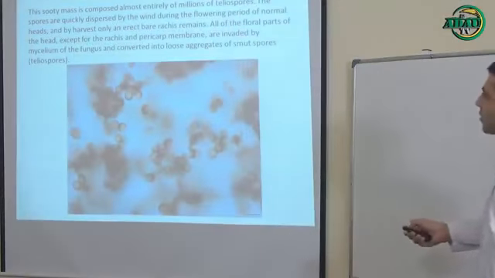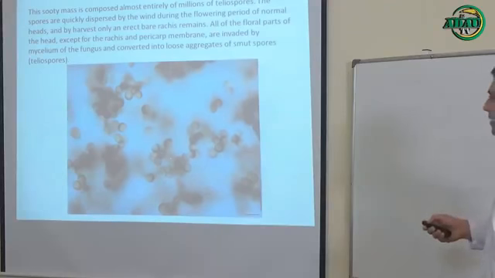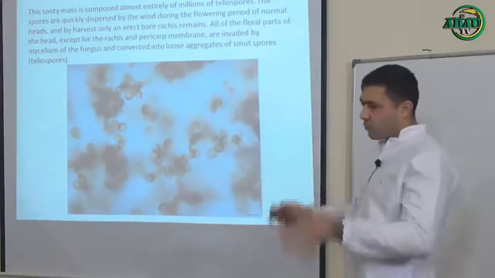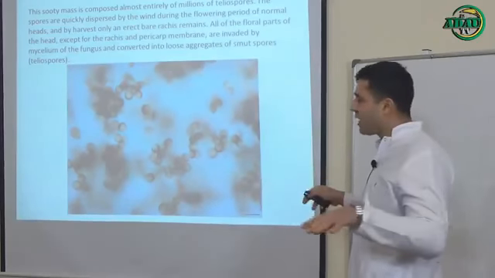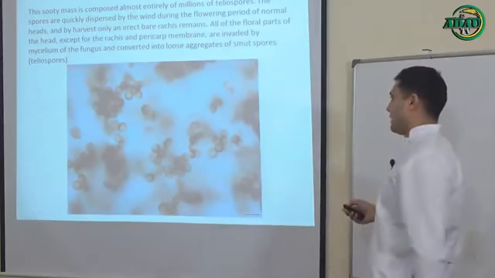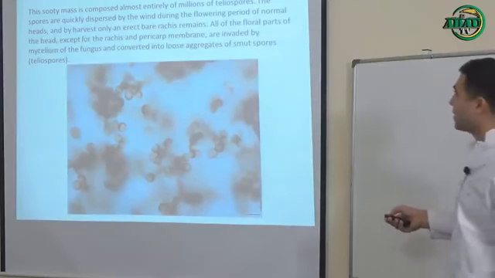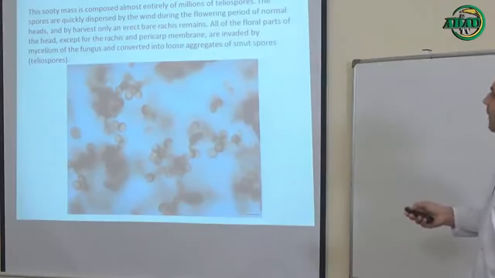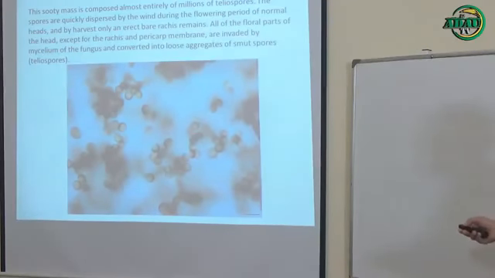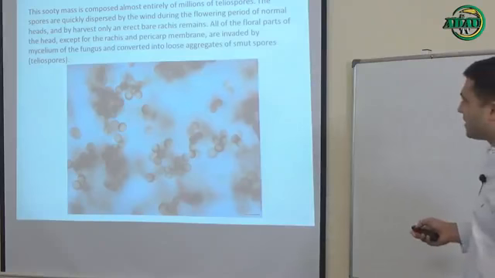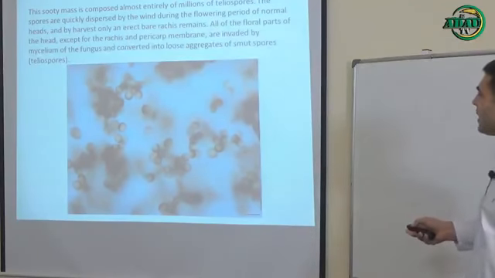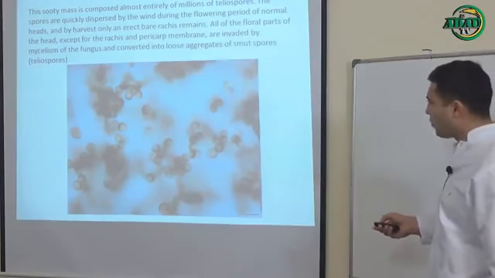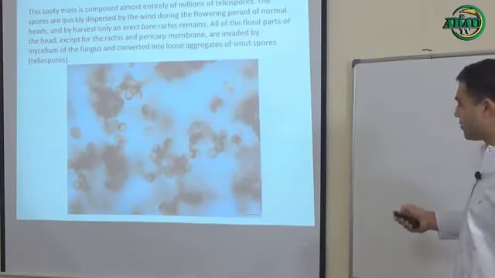Then the spores are quickly separated by the wind. The wind can take all the spores from one place to another place. At the same time, the spores spread everywhere and they infect the other plants in your fields, in our fields, I can tell. Also, all of the floral parts of the head, the rachis and the principal members, are invaded by the mycelium of the fungus and converted into a loose mass of small spores. And all of them, again, I would like to tell you, are teliospores.